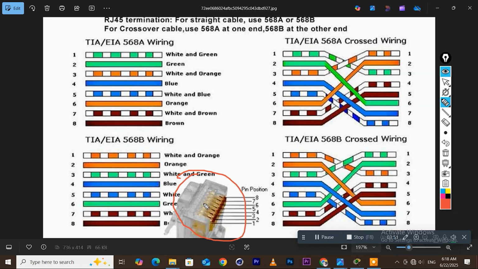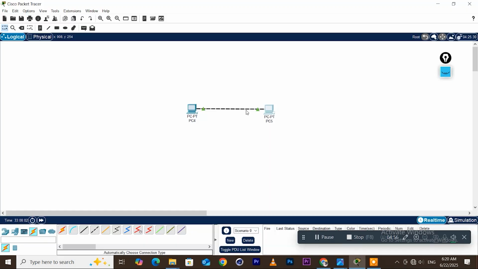So your CAT cable goes into this RJ45, which is plugged into the network card of your PC. In order for two PCs to communicate together, they must use this crossover cable pattern to communicate effectively. So let's see if this machine can ping this one. Let's see if it can communicate.